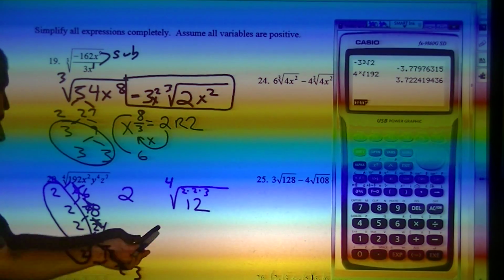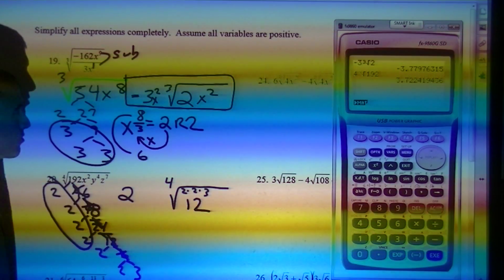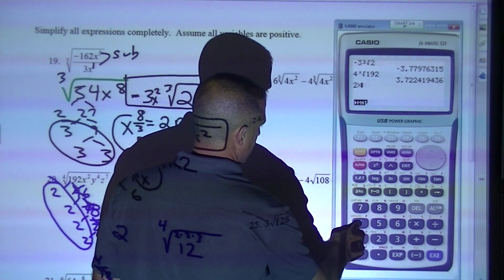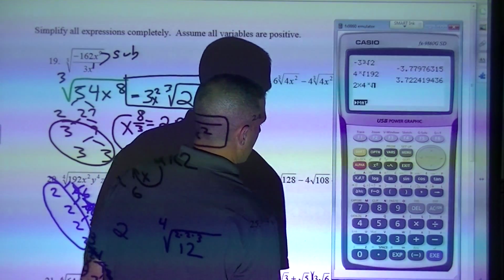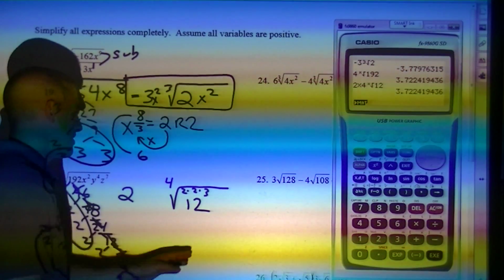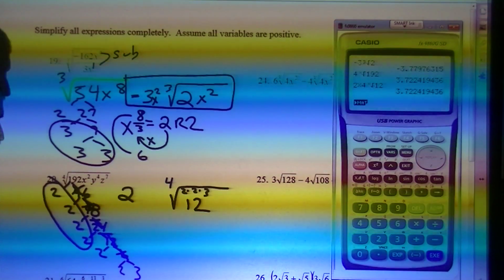Now, let's check my number and see if that's right. How I would do that is 2 times the fourth root of 12. As you can see, that's the right answer. Now, 12 is not prime, but there's no combination here that could get any smaller.